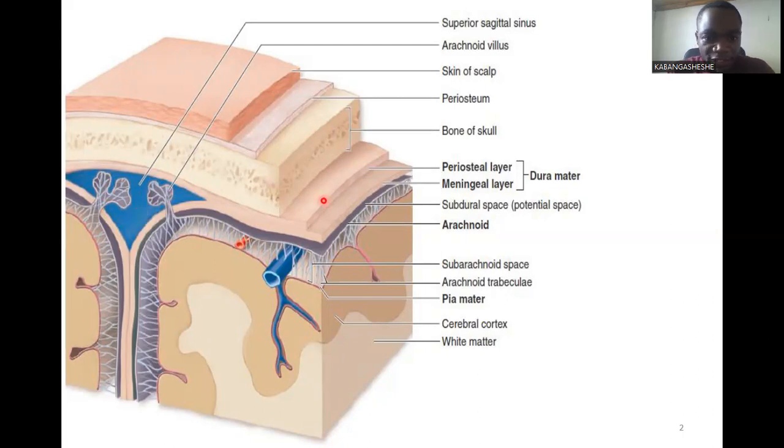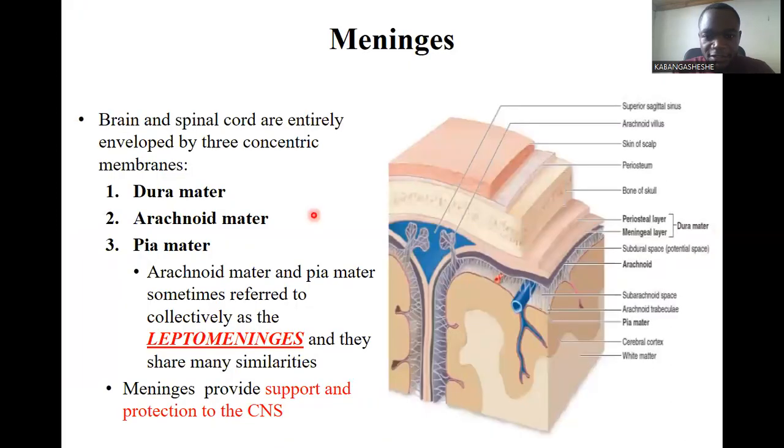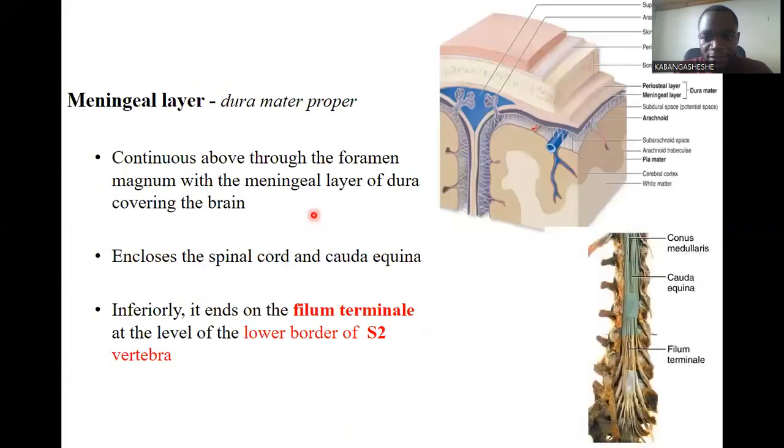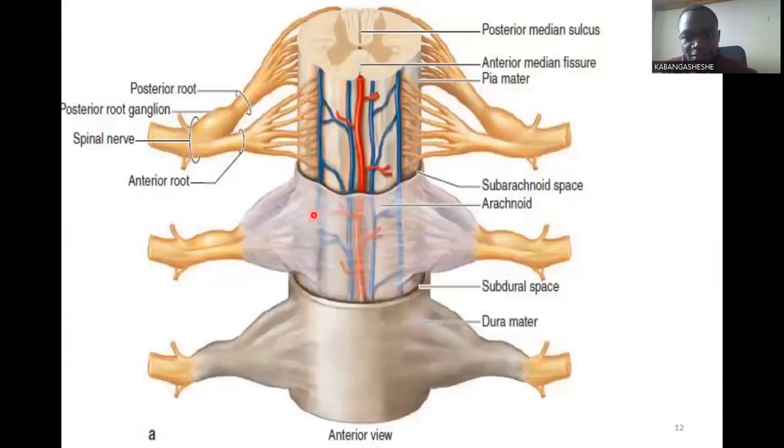Now, when we observe the meninges in the spinal cord, we see that that sleeve is not there. We don't have the sinus here. It is one meninge. The periosteal or endosteal layer of the dura mater disappears in the spinal cord. So the spinal cord only has one layer of dura mater, unlike the brain, which has two layers.